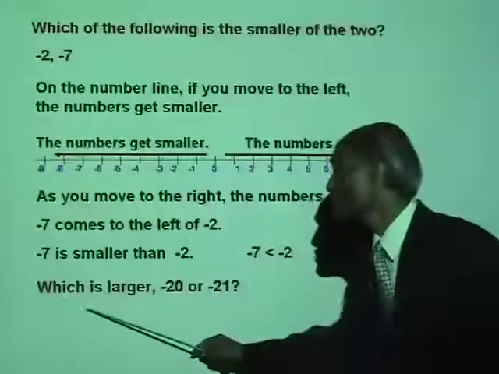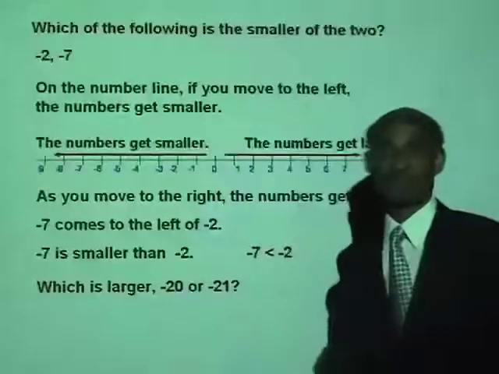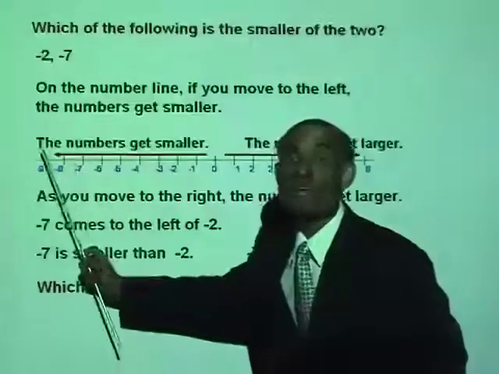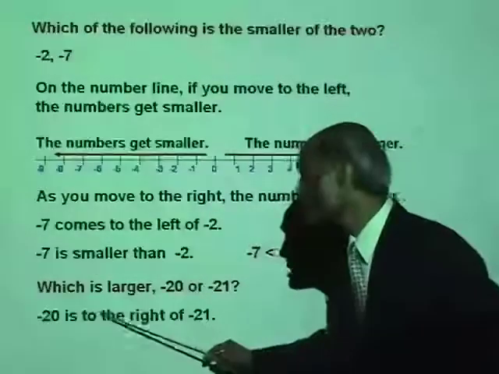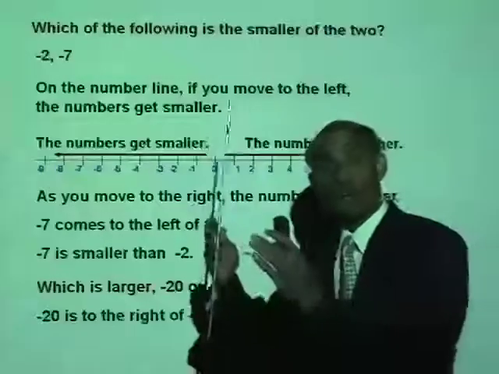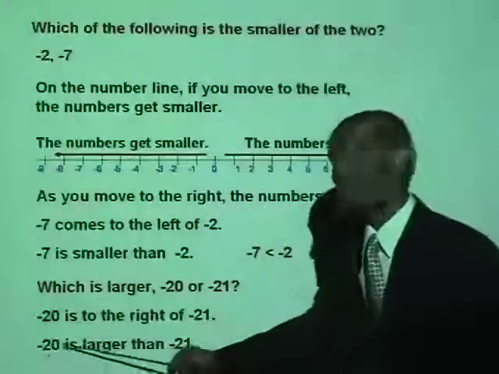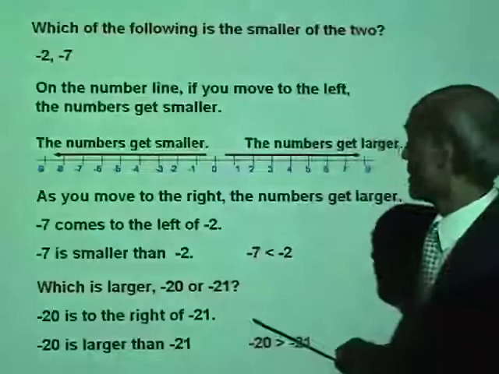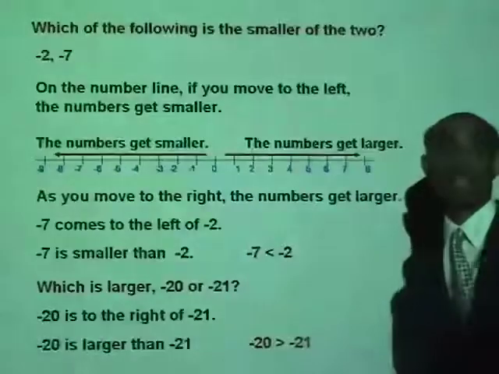Alright, now tell me which is larger, negative 20 or negative 21? Well, obviously, if you go to the left, negative 21 will be to the left of negative 20. So, negative 20 is to the right of negative 21. And therefore, the number on the right is greater than the number on the left. Negative 20 is larger than negative 21. Okay, and we write it like this. Negative 20 is greater than negative 21.